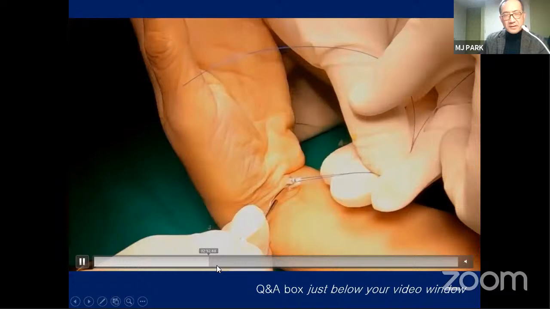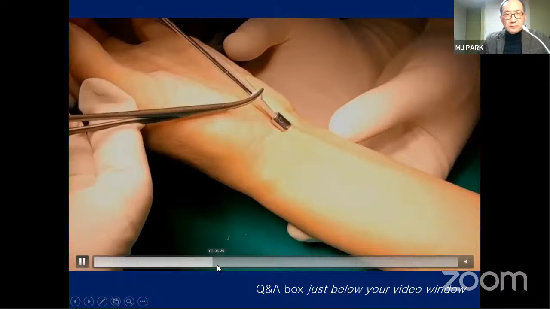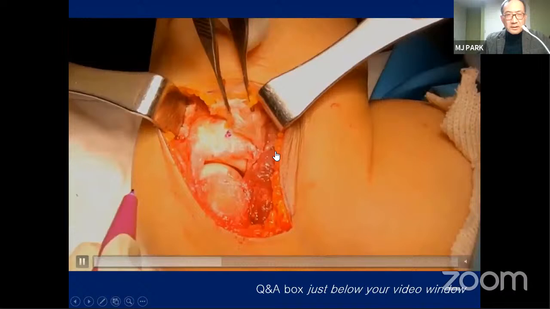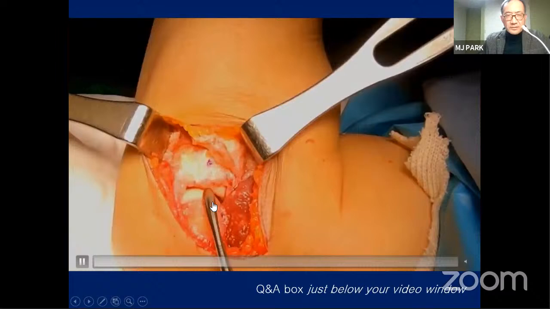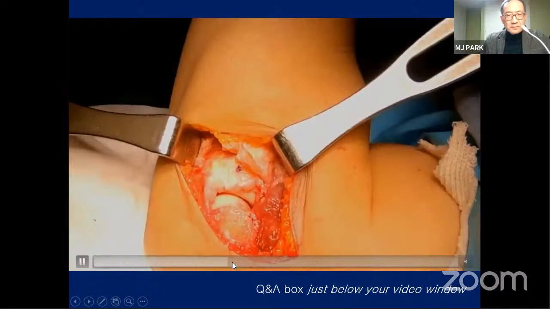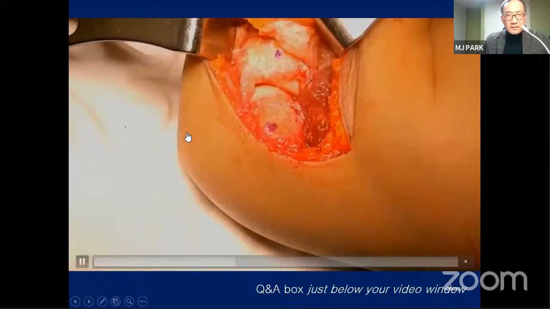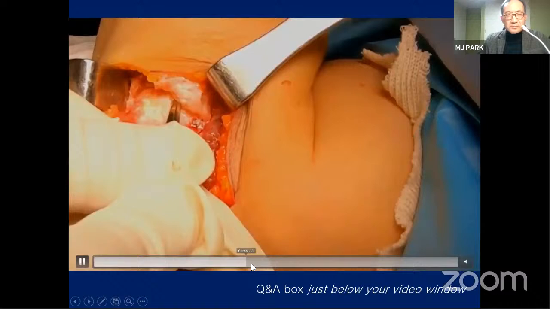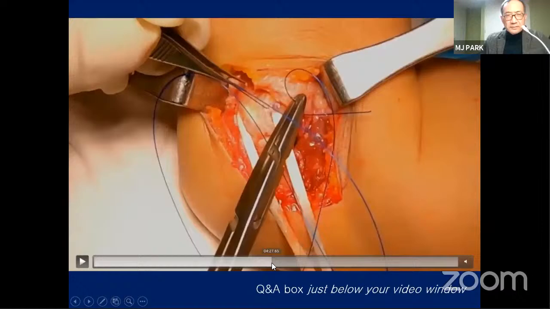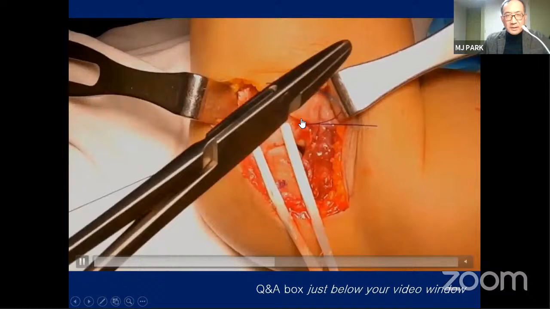And then I harvested the palmaris longus. I made two slits in the annular ligament. The center slit is for the reconstruction of the radial collateral ligament. And another one is made on the posterior side for the LUCL. I pass the tendon through the slits and I fix the tendon to the annular ligament using a non-absorbable suture.